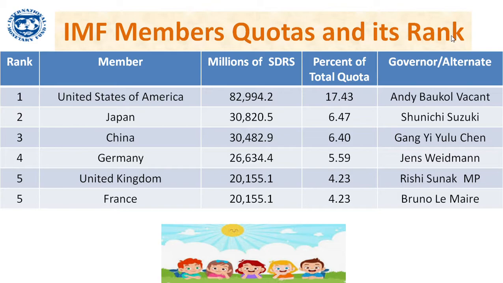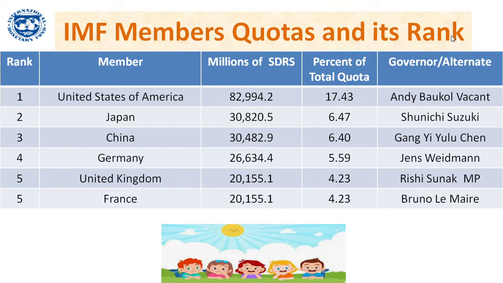Now, there were many countries, but we have taken the top 5 countries and according to that we have created a chart, only top 5 countries, about their quotas, what they have invested, and who are the governor and alternate. Let us study IMF members, quotas and their rank. Number 1, first rank is the United States of America. Why? Because millions of SDRs are largest from the United States of America, 82,994.2. Percent of total quota is 17.43. Governor Andy Buckle, vacant.